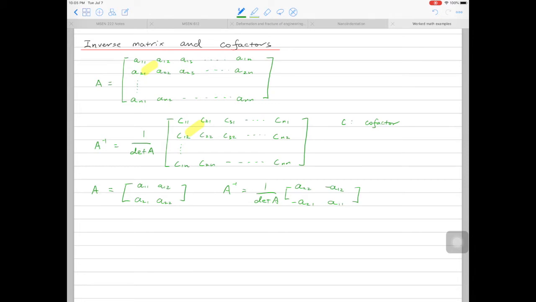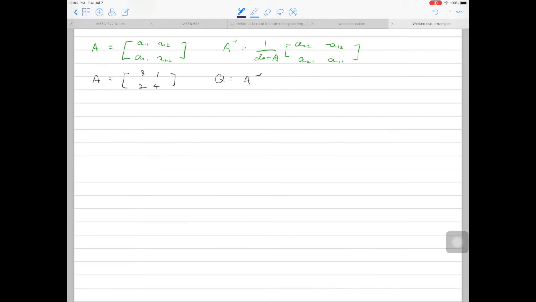Let's look at one example. Assume we have a matrix A, that's 3, 1, 2, 4. The question asks you to calculate the inverse matrix of A. We can directly use the formula above. So A inverse is equal to 1 over the determinant of A. Then A22 is 4. Minus A12 is minus 1. Minus A21 is minus 2.